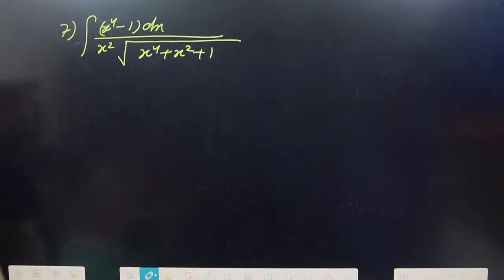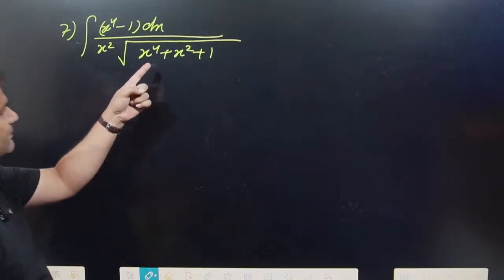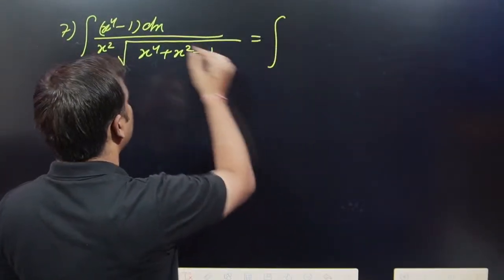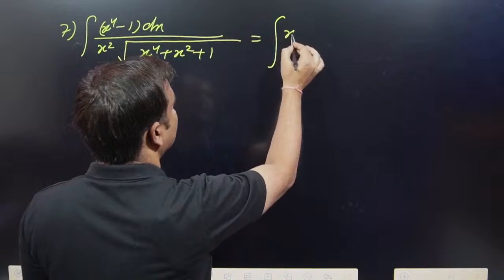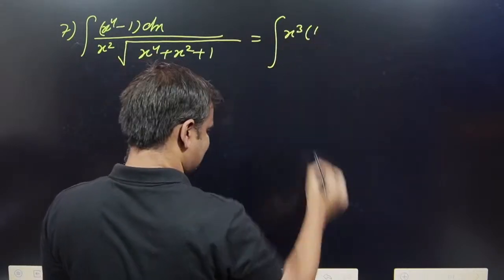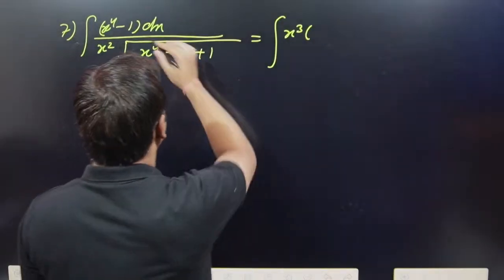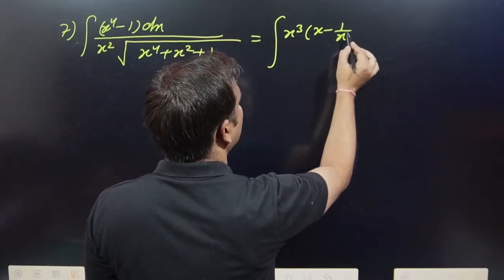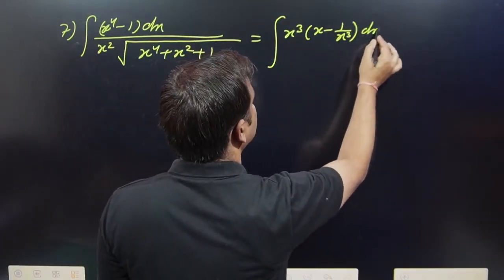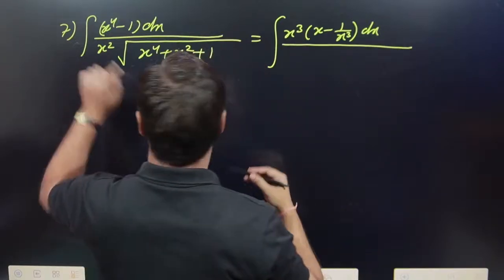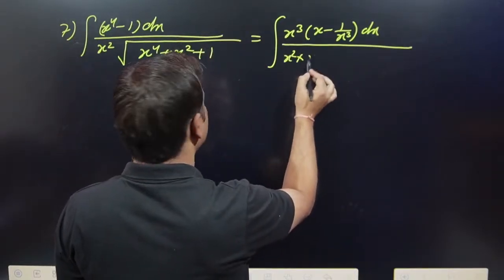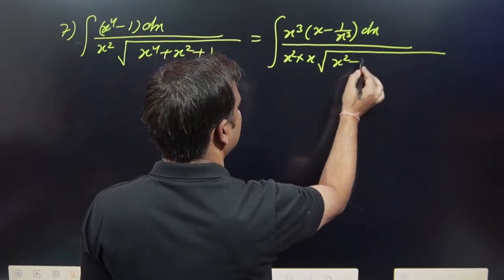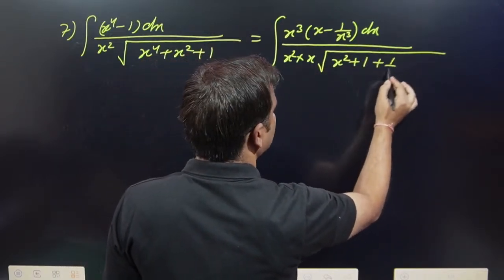Simply look here, if x is common in the denominator and x cube is common in the numerator, then this one is written simply as (x minus 1 by x to power 3) dx divided by, here x square, if x is common, then what about that value? Here x square plus 1 by x square.